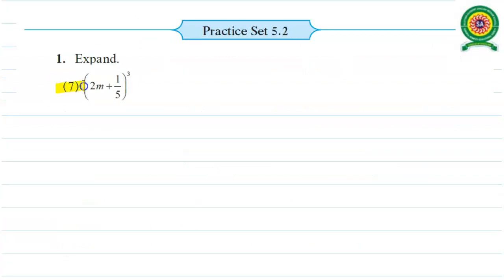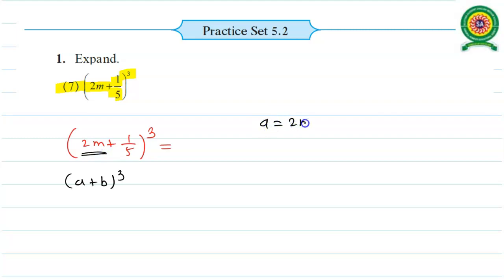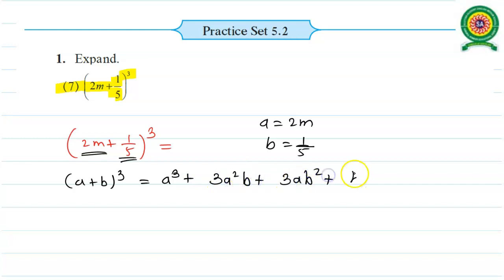Now look at the sub question 7, 2m plus 1 upon 5 the whole cube. So I am writing the question. We have to expand 2m plus 1 upon 5 the whole cube. So let's try to compare it with again a plus b the whole cube, so that we are having a value is 2m and b value is 1 upon 5. So a plus b the whole cube expansion is of the form a cube plus 3 times a square b plus 3 times ab square plus b cube.